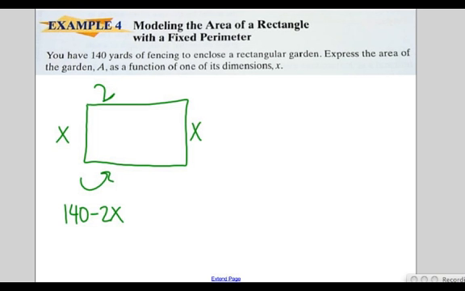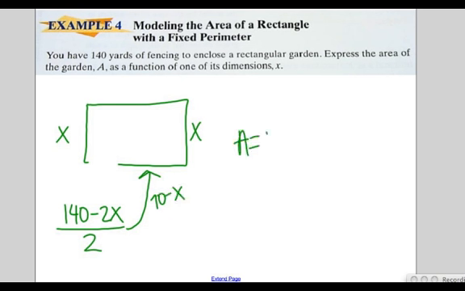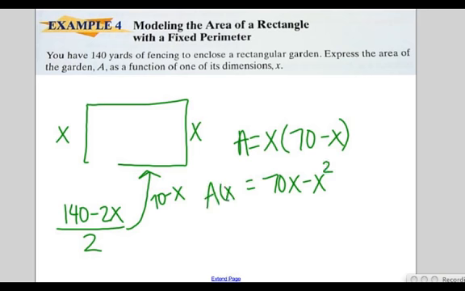But that's those two sides combined. We're going to have to split that in half for each side. And so that's going to give me the amount there, which would be 70 minus x. So our area is going to be x times 70 minus x. And we can simplify a little bit if we want our area in terms of x. 70x minus x squared.